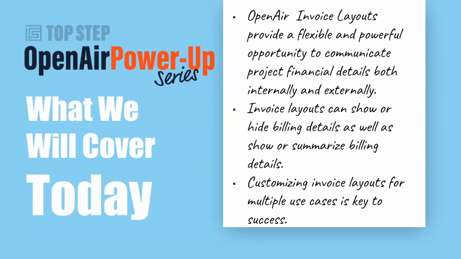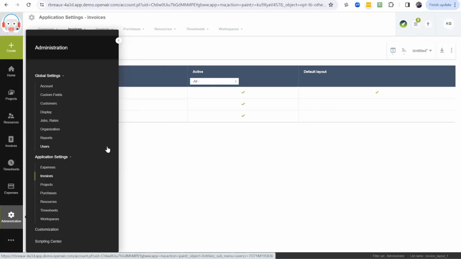The key here is customizing the invoice layouts to accommodate the multiple use cases. The invoice layouts can show or hide details as well as show or summarize details. We'll go through some of the tips and tricks that we see in maximizing the uses of OpenAir invoices. So let's start off by how do we get to the invoice layouts?